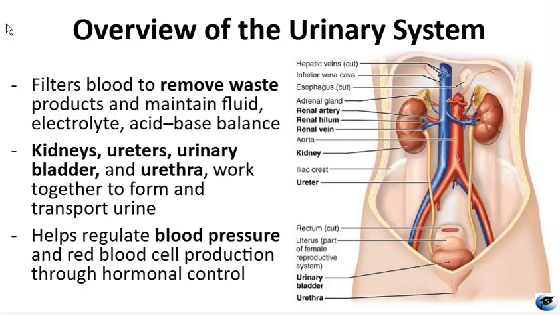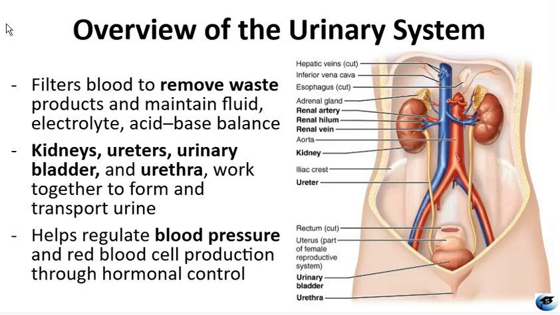The system is composed of the kidneys, ureters, urinary bladder, and urethra. The kidneys form urine by filtering and adjusting the composition of the blood. The ureters transport urine from the kidneys to the bladder, where it's stored until it is expelled through the urethra. Together, these structures ensure that waste is efficiently removed and that essential substances are conserved.